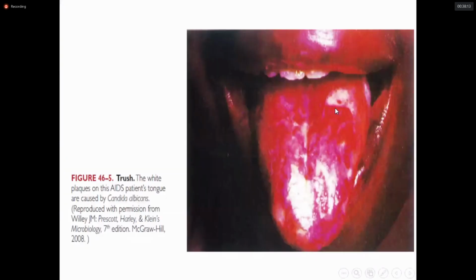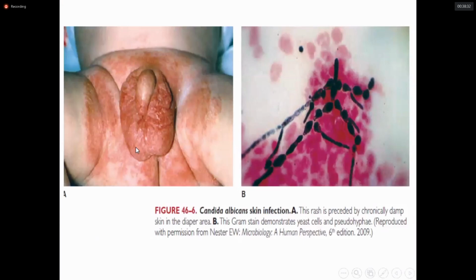This is the thrush. This is a patient with AIDS, the white plaques which are present on the tongue. Characteristic of Candida albicans infection. If it goes deeper, it will go to the esophagus. This is another picture of diaper rash in a child in diaper area, مكان الحفاضات. And you can see here gram stain. This gram stain shows the yeast cells, these yeast cells with budding, and also can show the pseudohyphae, the germ tube with restrictions, تخثرات. This is called pseudohyphae. So pseudohyphae and yeast cells.